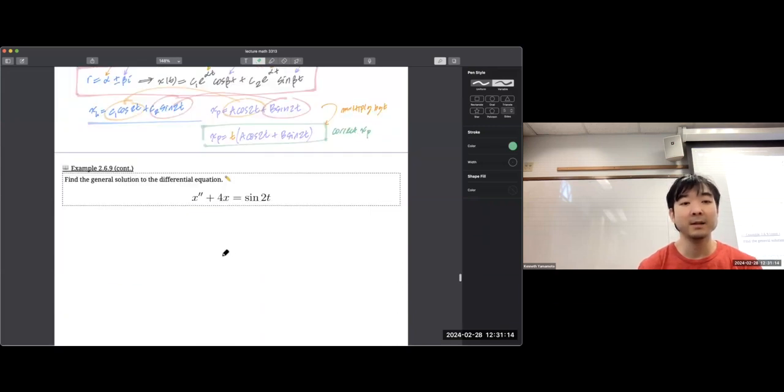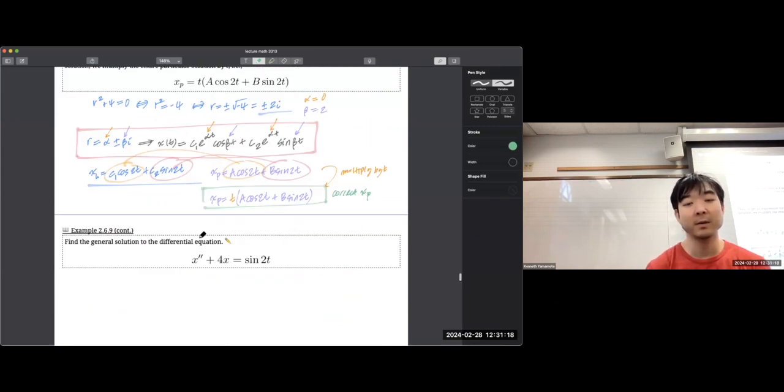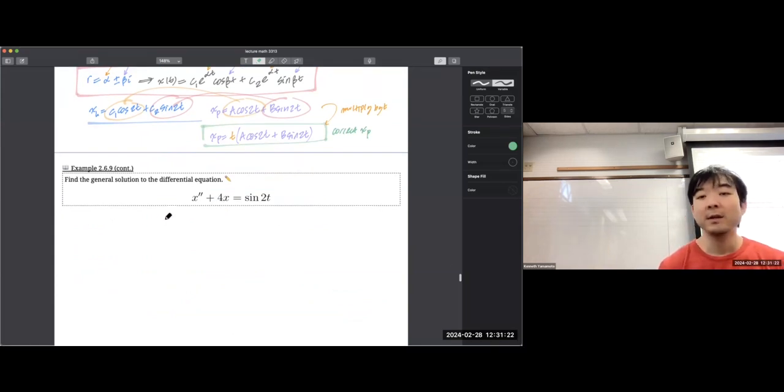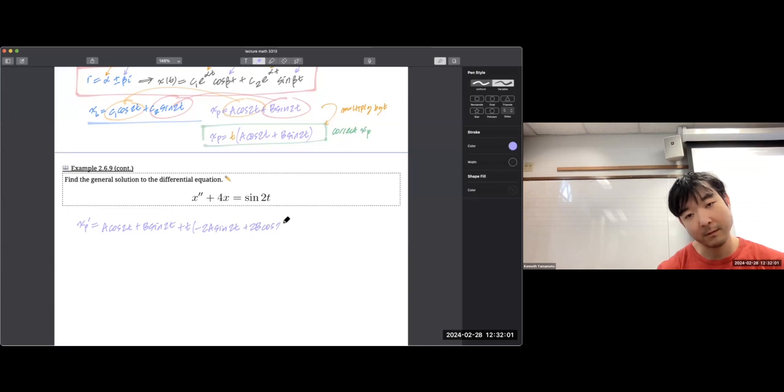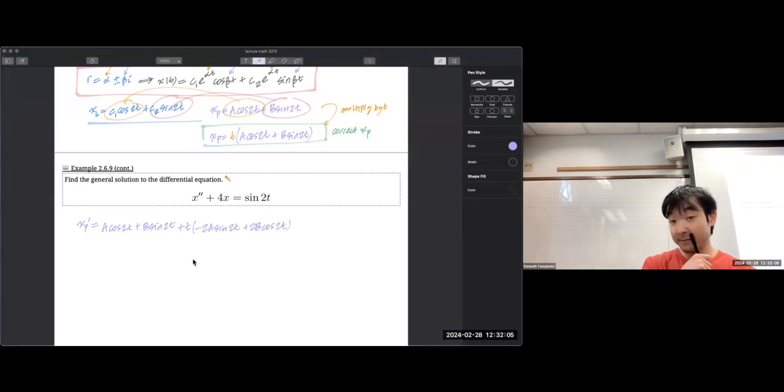I guess this time I'm asking you to find the answer to this. So that means x double prime plus 4x. So, okay, what we'll do is we'll actually try to solve this. The hardest part is to take the derivative of this, which requires the product rule. And so it's a cosine of 2t, b sine of 2t, t negative 2a sine of 2t. That's the first derivative.